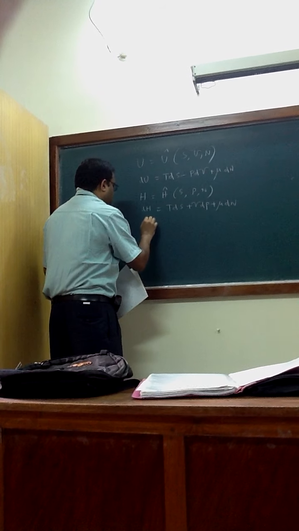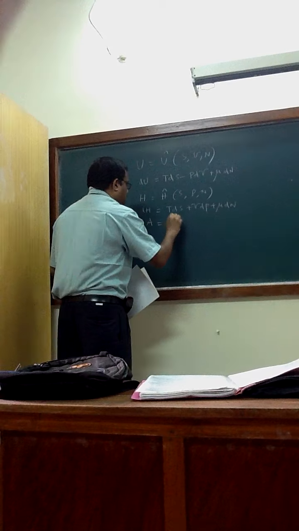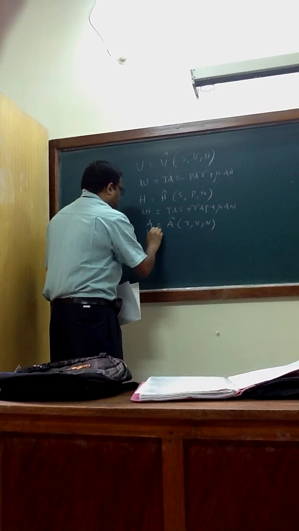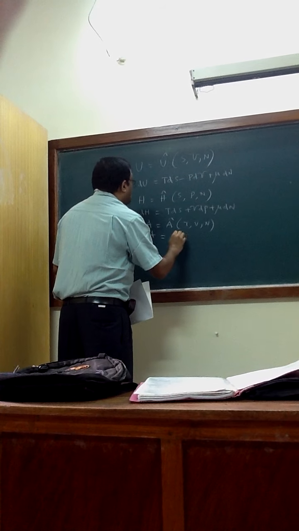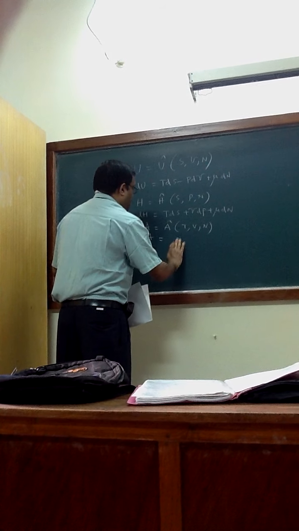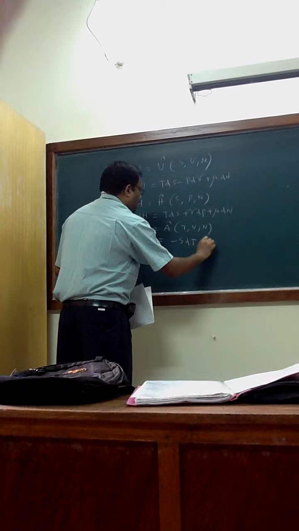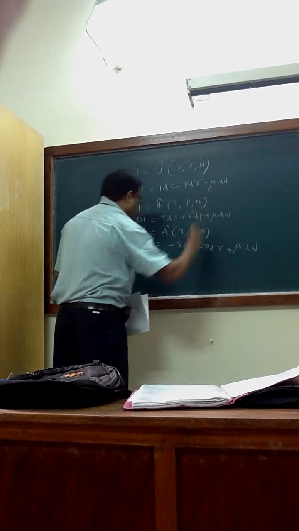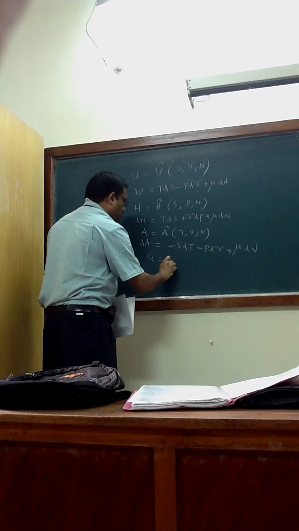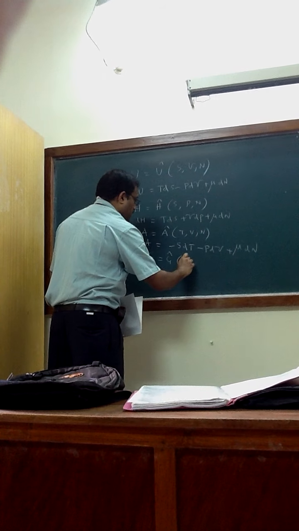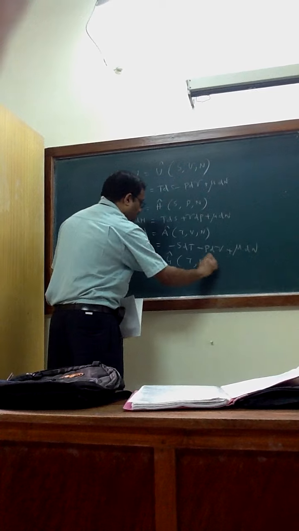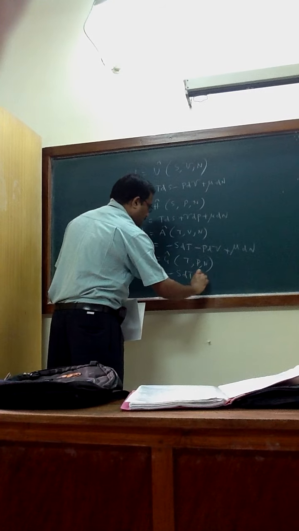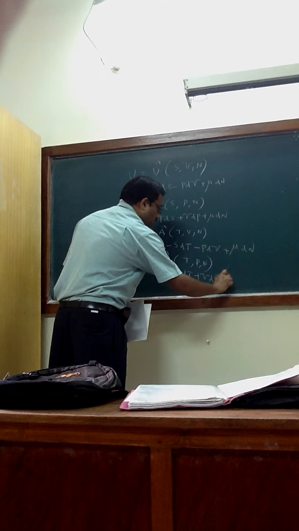We had A equals the Helmholtz energy, which is A hat of T, V, N, which has dA equals minus SdT minus PdV plus mu dN. Then G equals G hat of T, P, N, which has dG equals minus SdT plus VdP plus mu dN.